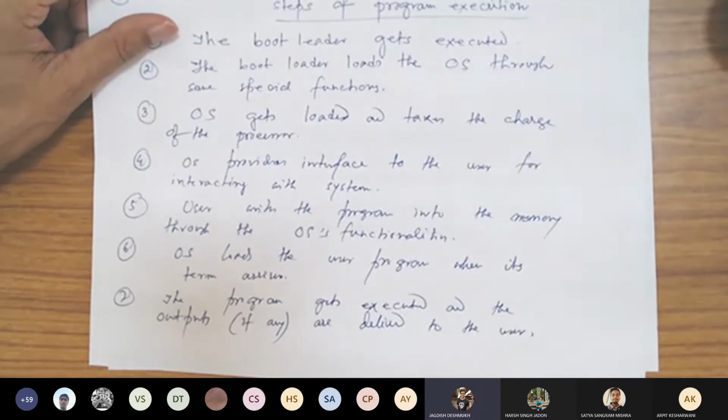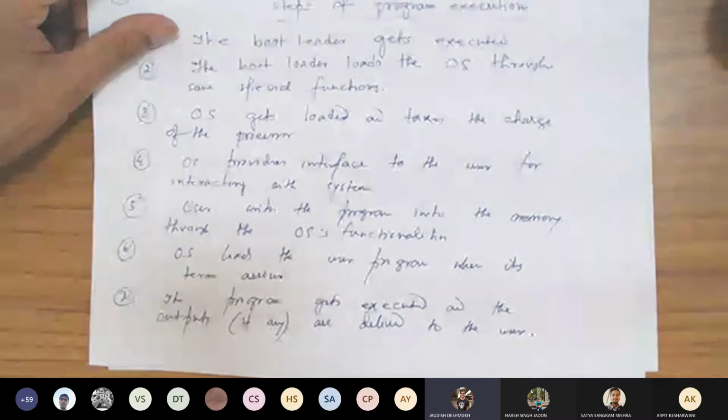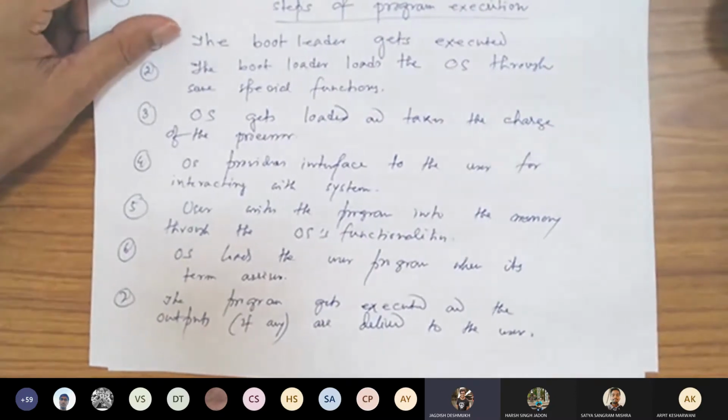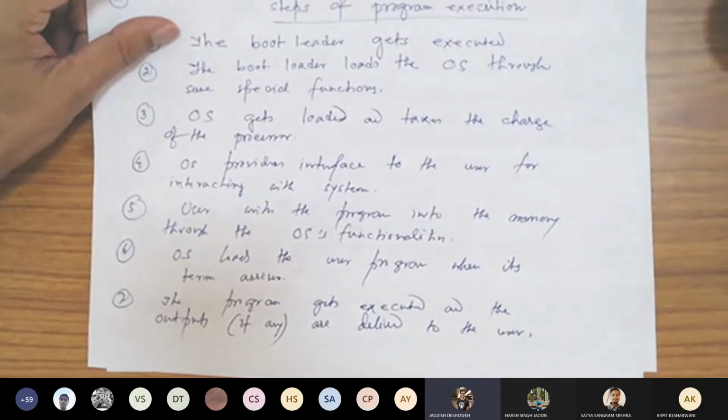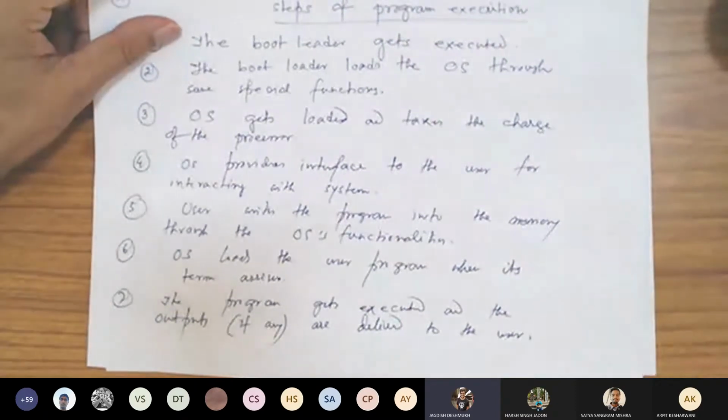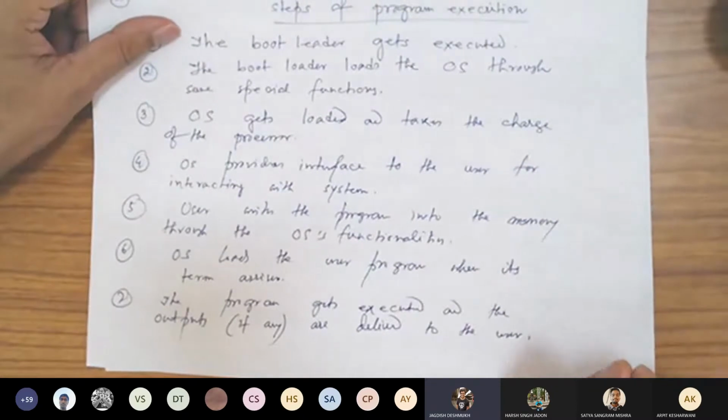Because the bootloader is hard written, it's in ROM, right? It cannot be changed. So it is written in a certain way, so the OS has to be written accordingly, something like that. Is there a compatibility issue? See, there has to be some handshaking, obviously. There has to be some handshaking.